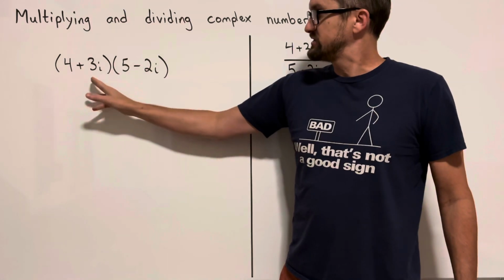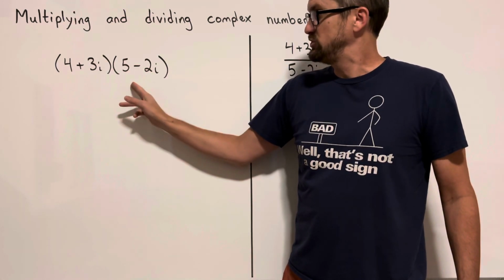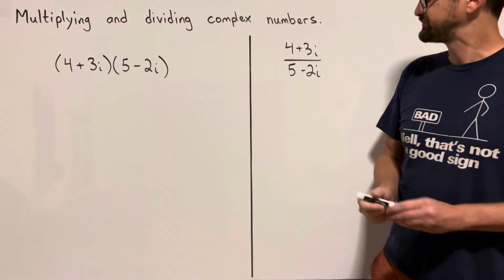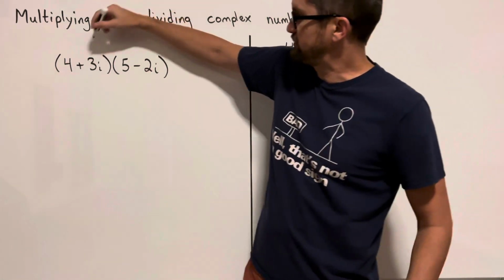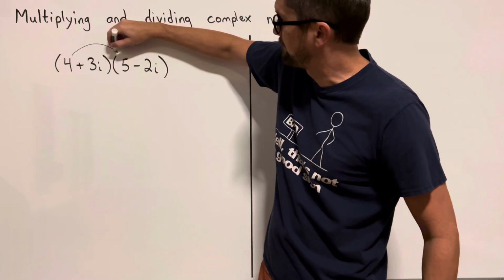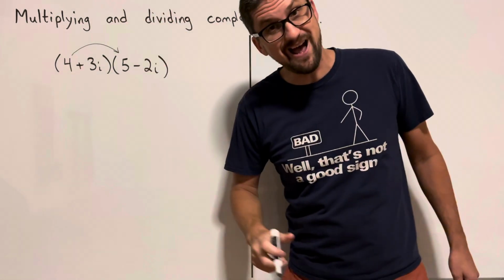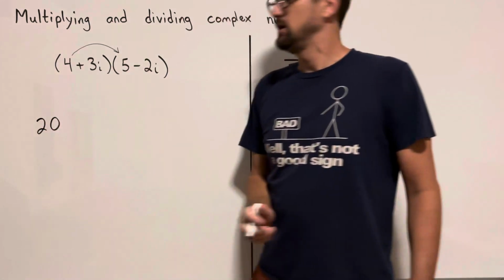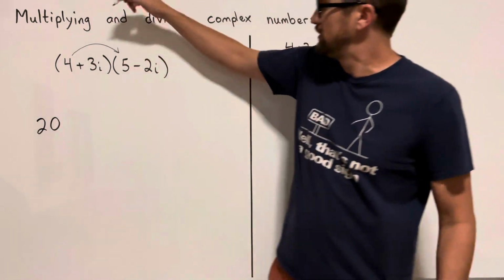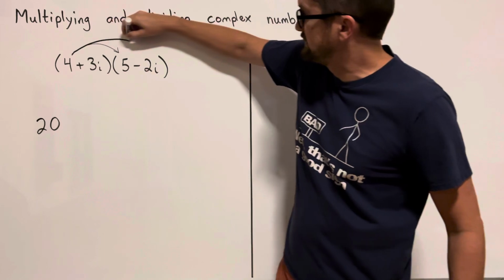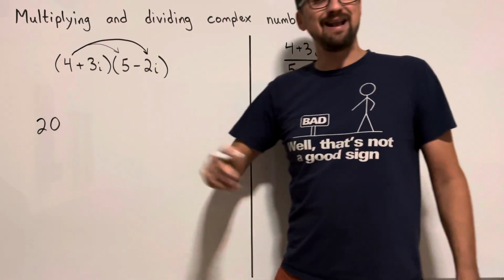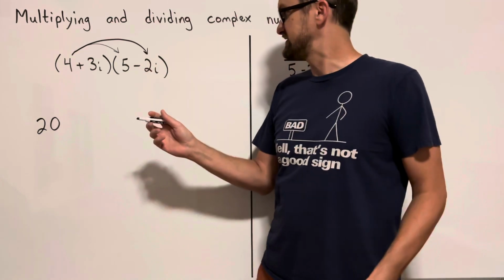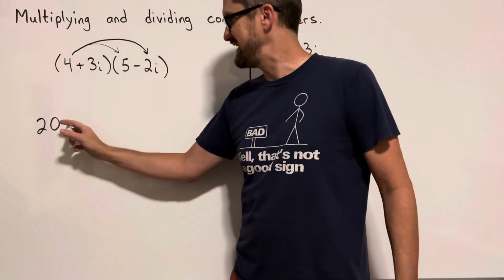What we're going to do here is you can essentially do this as two binomials being multiplied. You can do FOIL. Right? You can multiply the two first terms together. 4 times 5 gives you 20. And then you can do the outer, 4 times this minus 2i. Positive times a negative is negative, so this is going to be minus 8i.